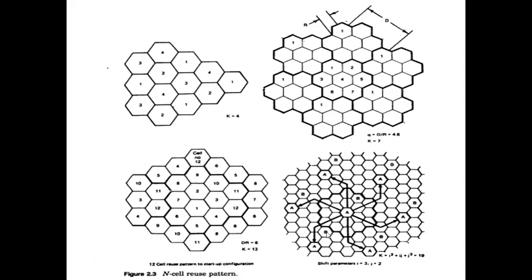and this group of 7, group of 4, group of 12, group of 19 is known as your cluster. A group of cells is known as your cluster. So this is the first cluster, second cluster, third cluster. This is the first cluster, second, third, fourth, fifth, sixth, seventh.